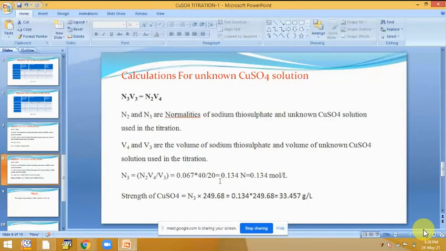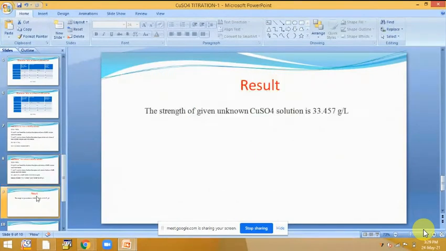Normality means mole per liter, and strength of copper sulfate is determined in terms of gram per liter. So we have to multiply by the equivalent weight of copper sulfate, which is 249.68. Multiplying N3 with this value, we get the strength of the unknown copper sulfate as 33.457 gram per liter. So this is your final result, the concentration or strength of unknown copper sulfate against the hypo solution. In this way, you can finally write your result.